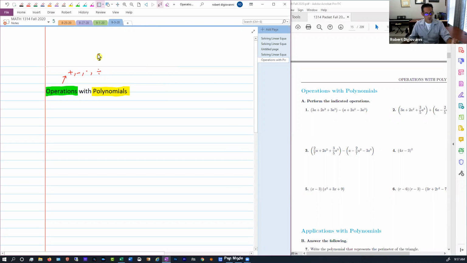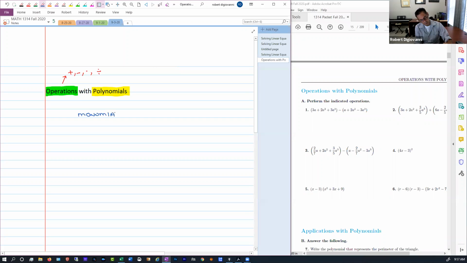So those are our standard 4 operations in math: add, subtract, multiply, and divide. So we want to be able to add, subtract, multiply, and divide polynomials. So what is a polynomial? A polynomial, all it is, first we have to discuss what a monomial is.